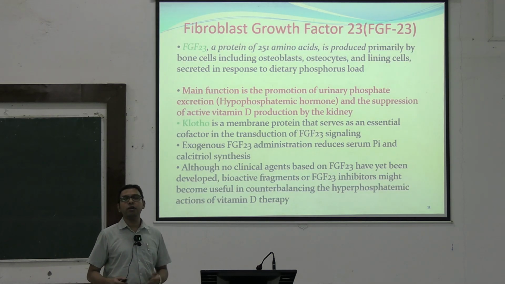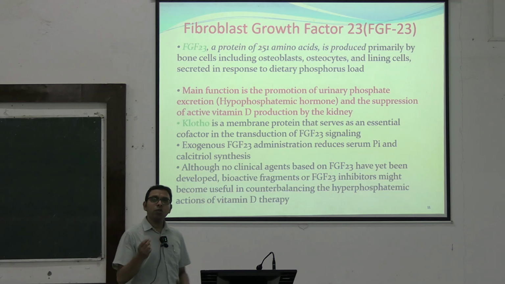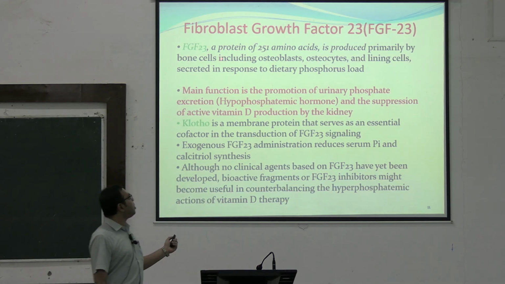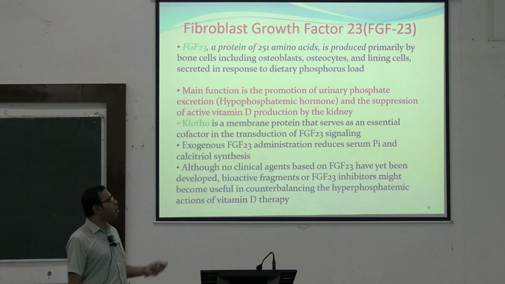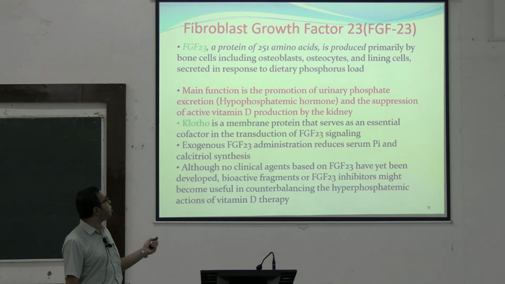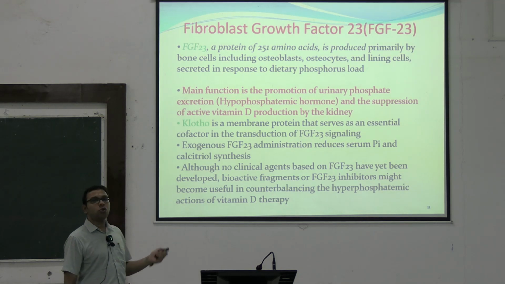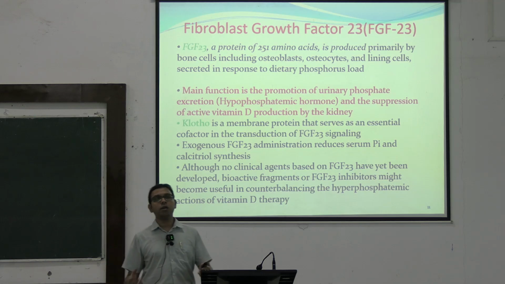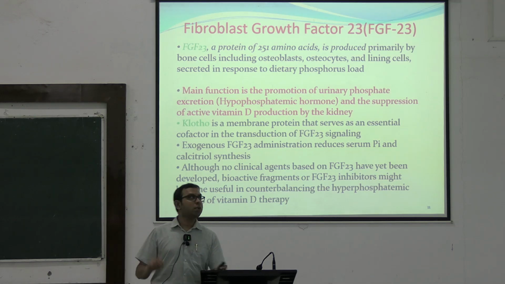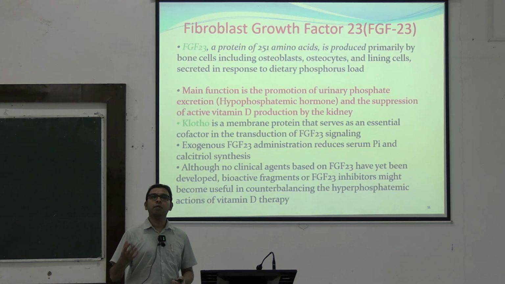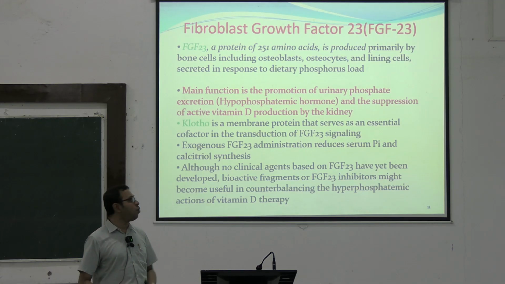Fibroblast growth factor 23. So basically, this is also a growth factor that helps the fibroblast to grow. It is a protein of 251 amino acids. Primarily, it is produced by the different types of bone cells like osteoblasts, osteocytes, etc. in response to dietary phosphate load. So if there is some deficiency of phosphate, there will be less fibroblast growth factor 23. So again there will be some problems in bone formation.